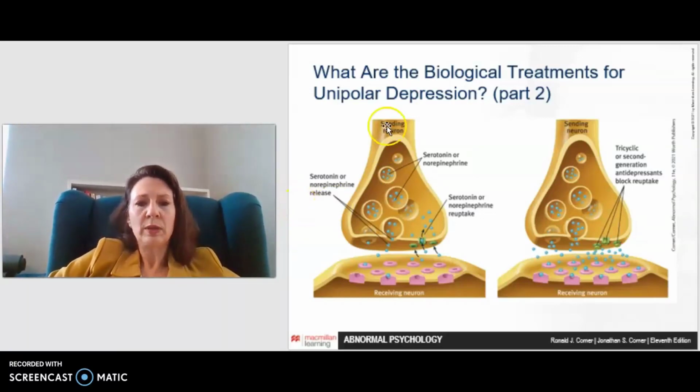You can see this is one neuron here and a second neuron below it. What happens when there's an action potential in the brain is that the energy flows through the one neuron, and there are these neurotransmitters that are dumped in the synapse in between both neurons. And in depression, too many of these neurotransmitters are taken up by the receiving neuron. So the second-generation antidepressants are aimed at keeping more of these neurotransmitters in the synapse, and that helps people feel better.